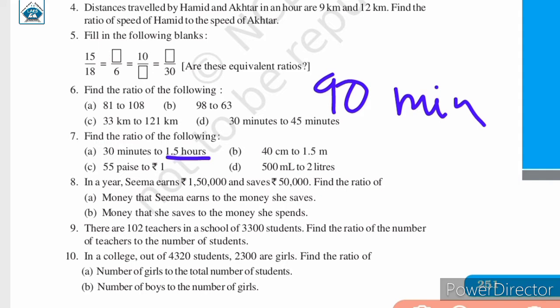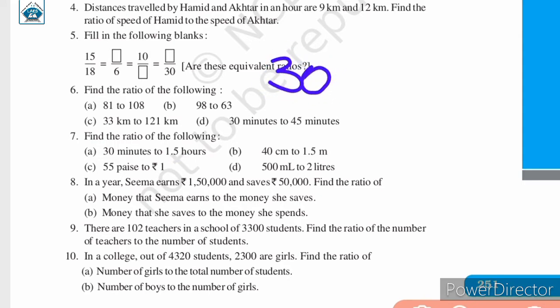It will be 90 minutes. So now you need to find the ratio of 30 minutes to 90 minutes.